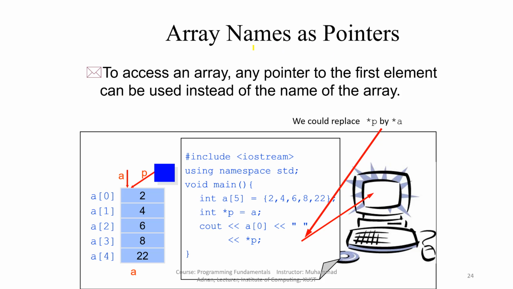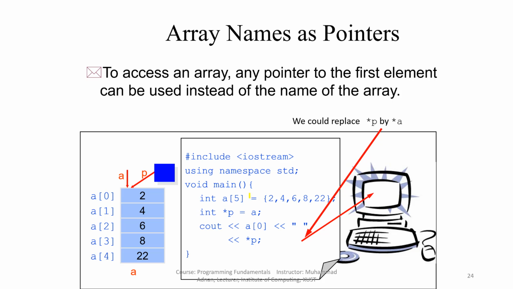Okay, array name as a pointer. We already discussed that array name acts like a pointer. So array name has the address of the first element of the array. To access an array, any pointer to the first element can be used instead of the name of the array. So we could replace *p by *a.